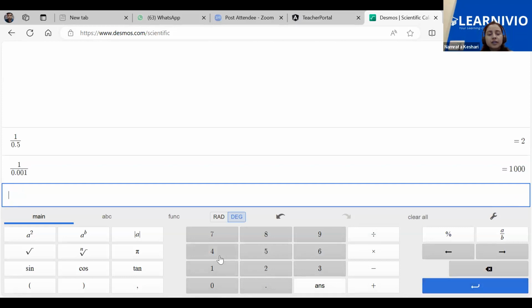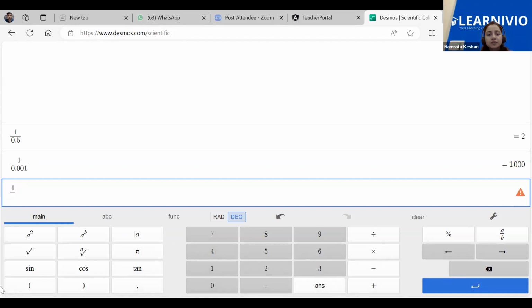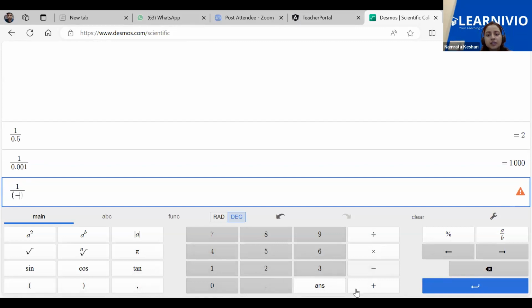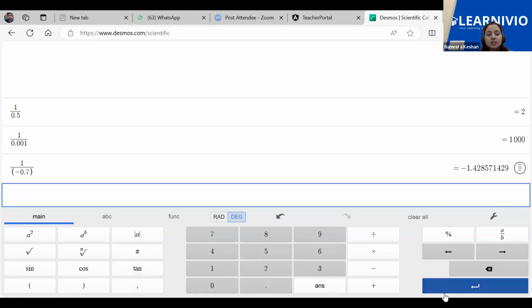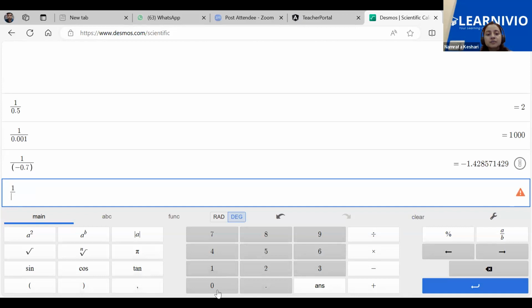What if we take a negative number? -0.7. 1 divided by bracket -0.7. What exactly are we trying to do? We are trying to see the pattern. Just keep on looking at the answer. After that, I will be concluding something which will make sense to you. 1 divided by 0.00001.